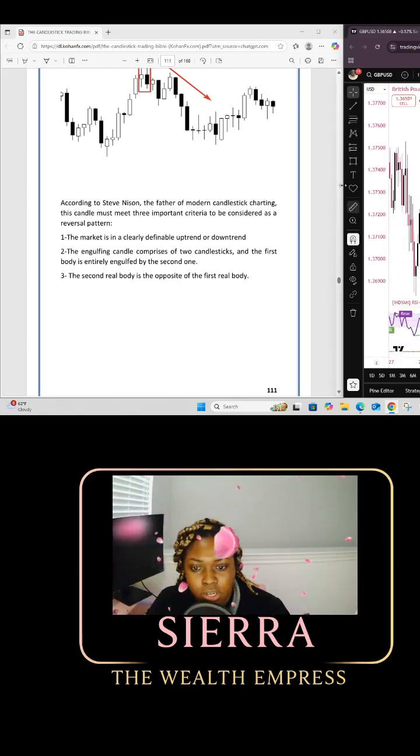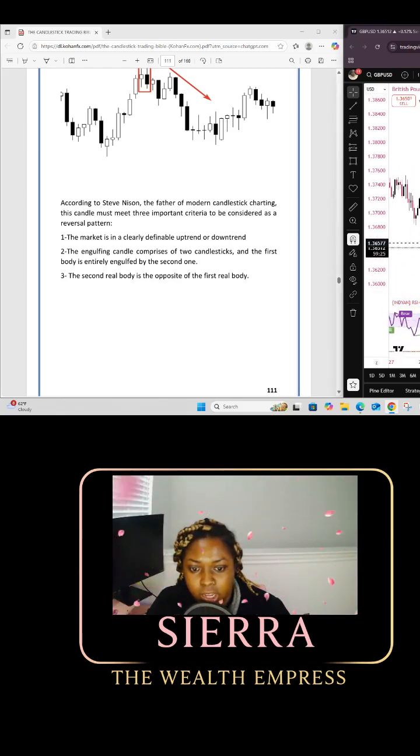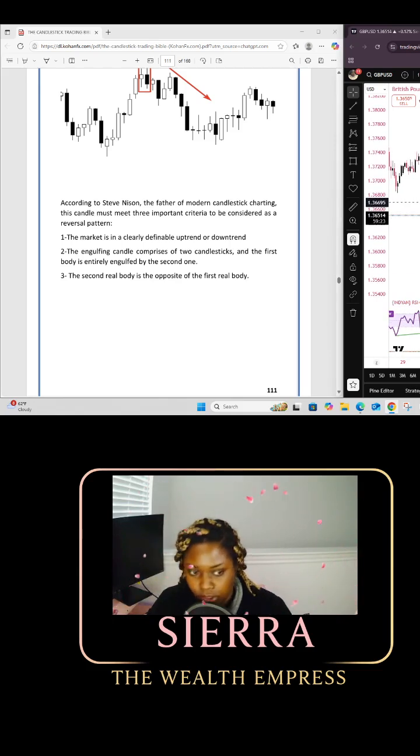Can y'all see the chart? Because I know sometimes on TikTok it kind of cuts off half of my screen.